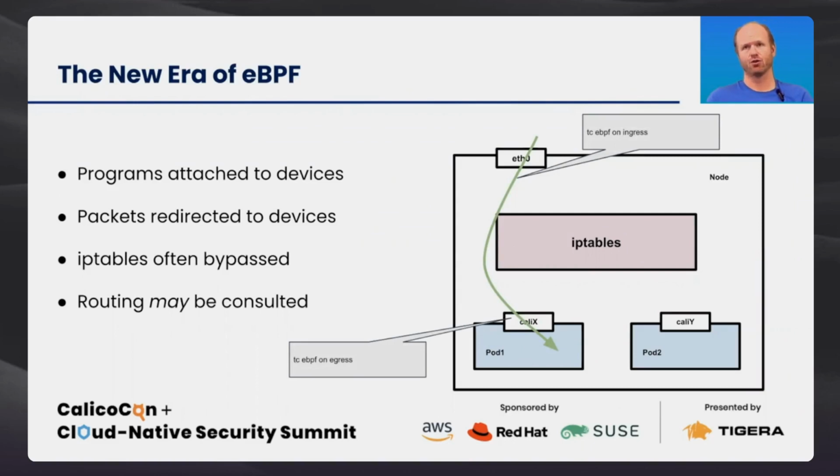So you have a hook which is on ingress and egress of a device that sees a packet right before or right after it enters or leaves the machine. The iptables are largely bypassed, and the reason for that is that the programs can redirect packets from one device to another device. While doing so, the programs may or may not consult the host routing. So the flow of the packets through the system changes quite dramatically.